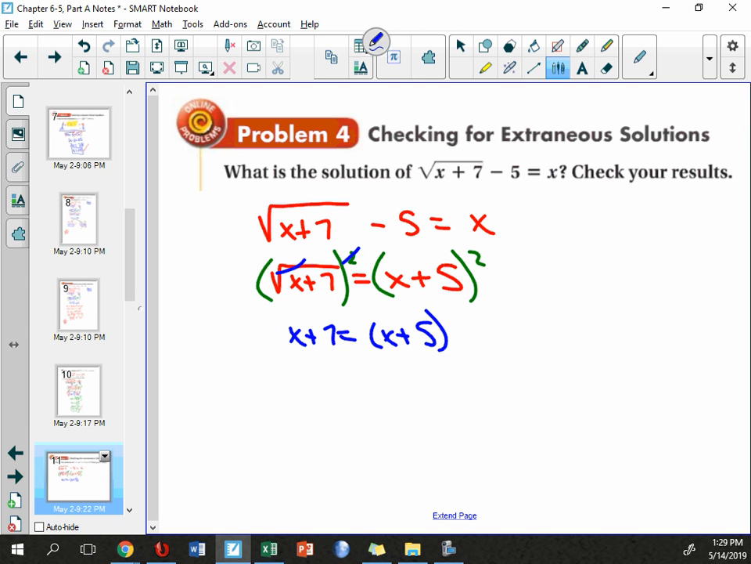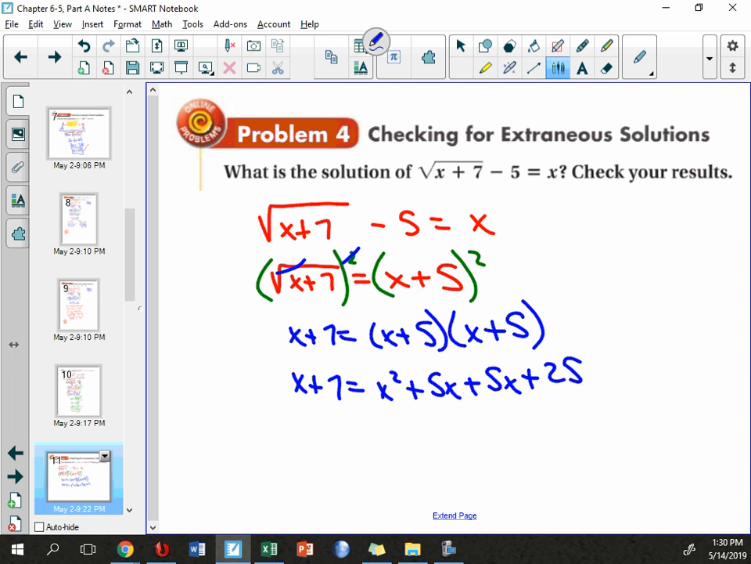What does the squared mean? You have to write it down twice because what are you going to do? You're going to have to FOIL that, right? So I have x plus 7 is equal to x squared plus 5x plus 5x plus 25.